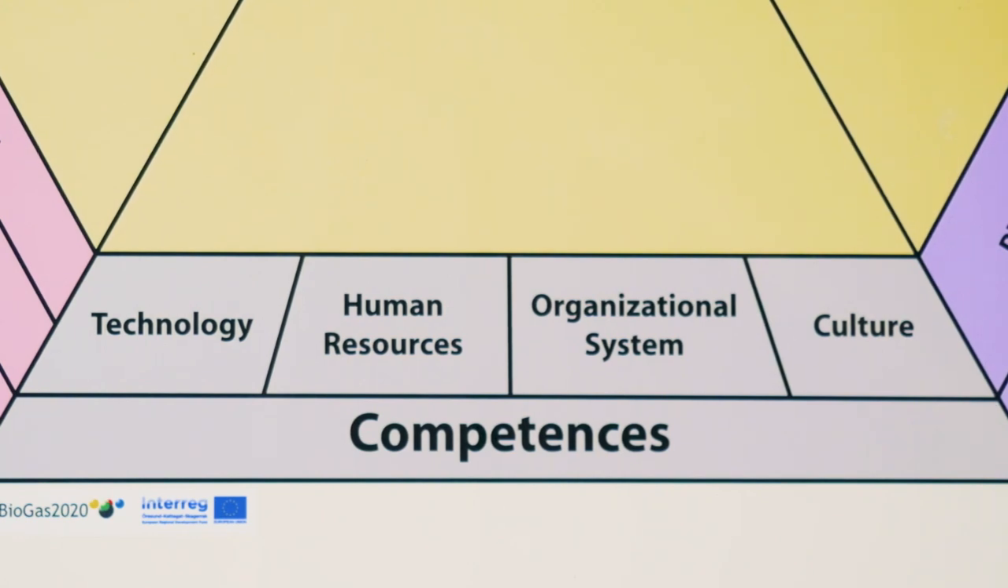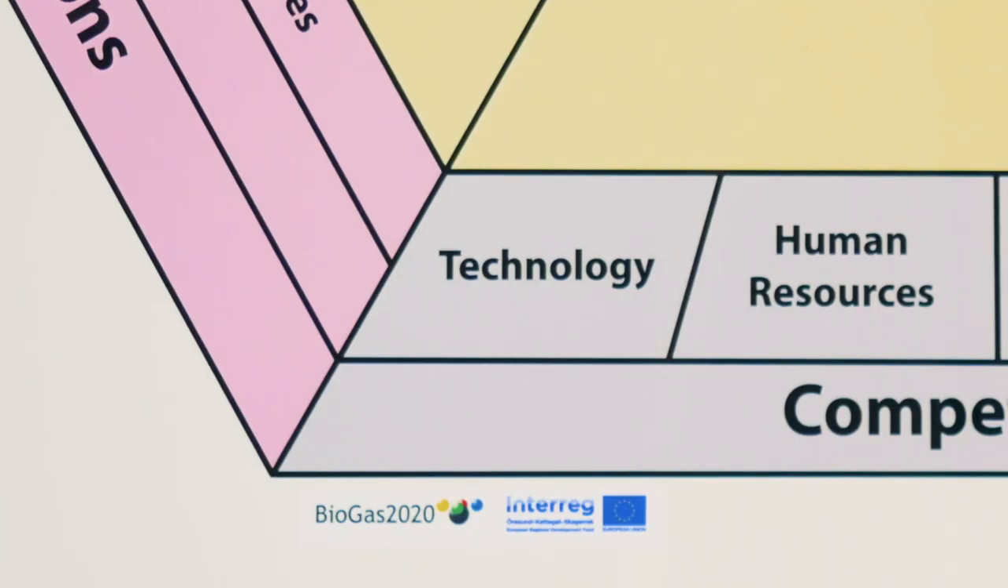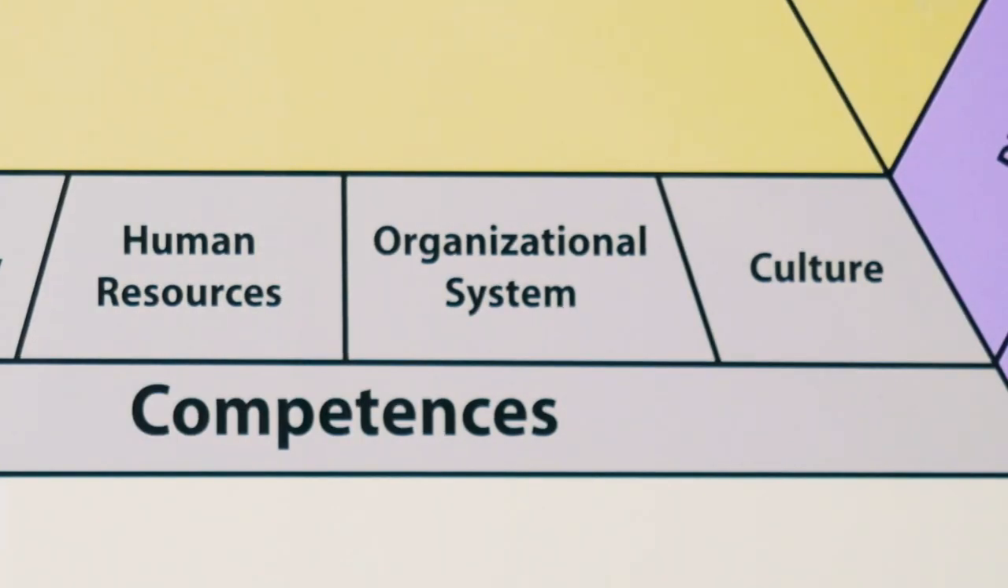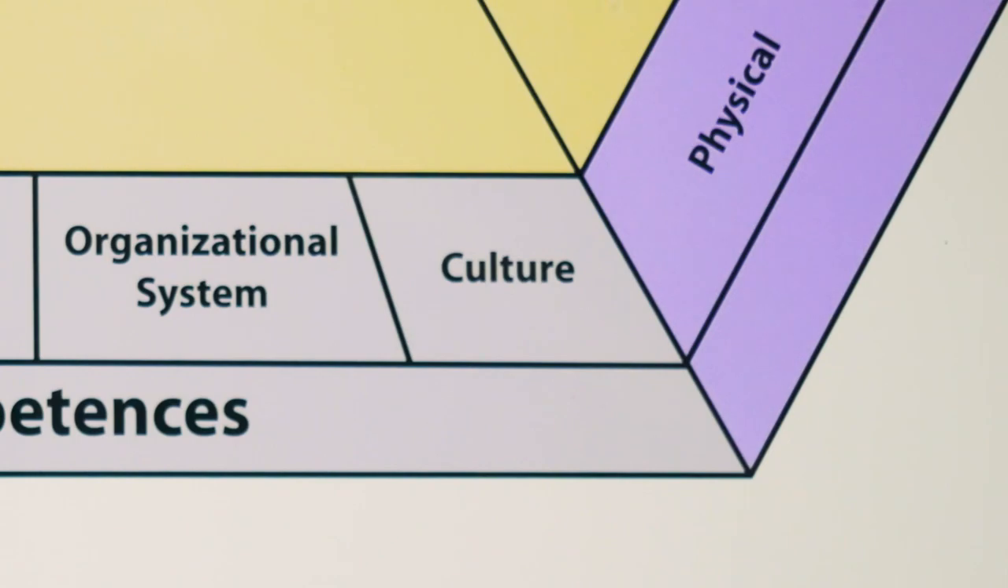Business model competences can be sorted into 4 groups of components: technologies for the product, the production, and the process of making it; human resources, organizational systems, and culture.